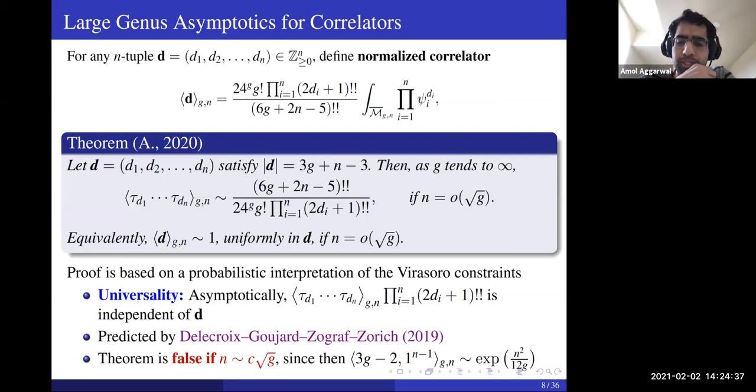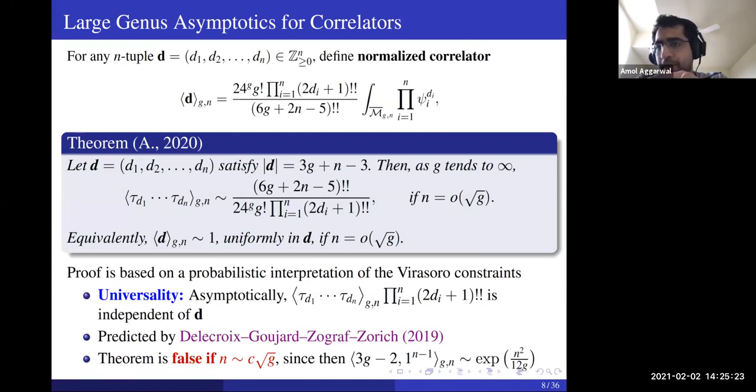So I'm guessing what the truth is, and this is not really part of the theorem statement, that something like this theorem should be true as long as n is little o of g instead of little o of root g. But then there's a correction that has to be added here. And this correction is exactly this correction. It says e to the n prime squared over 12g, where n prime is the number of ones. So I'm guessing that you should be able to extend this theorem past n equal to O of root g, up to n equal to little o of g, at the cost of multiplying by some exponential term dependent on the number of ones in your d.